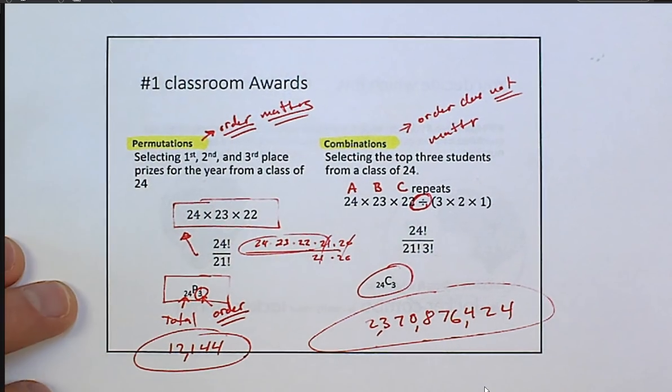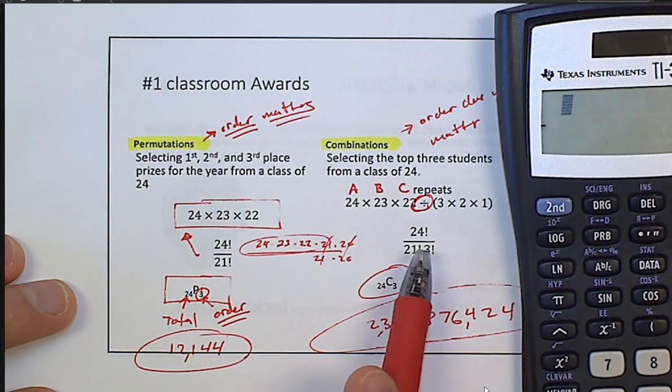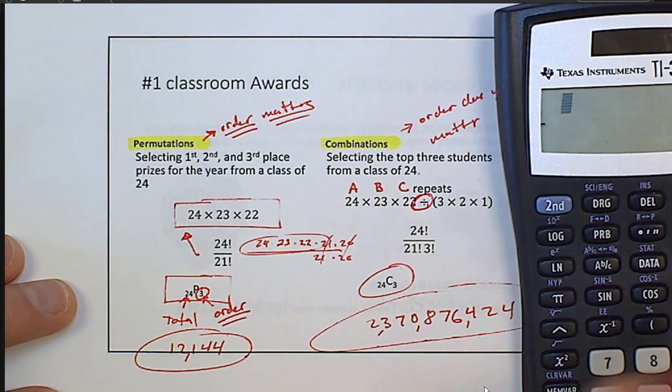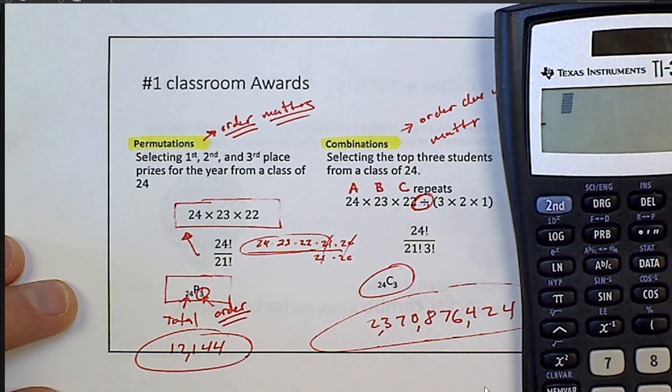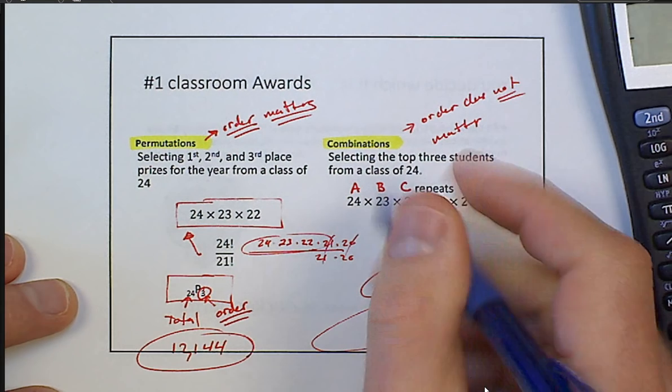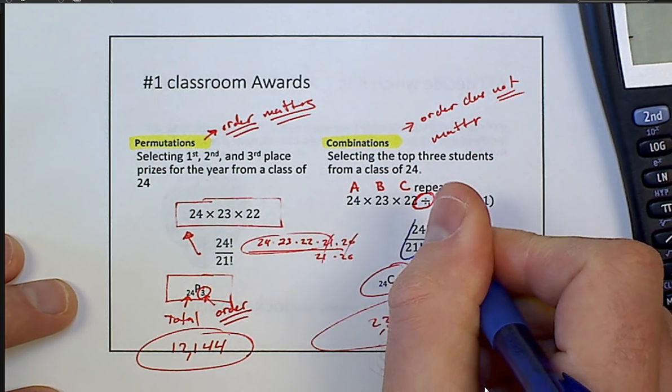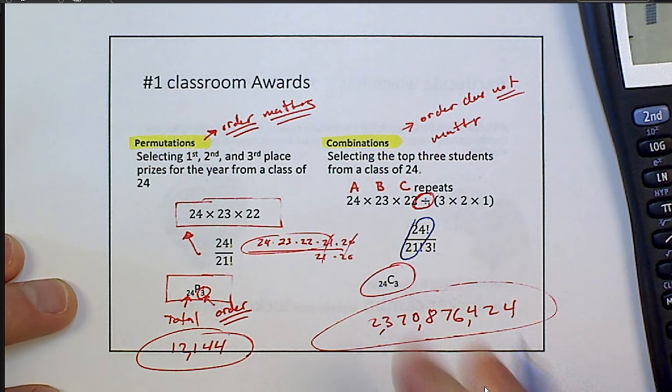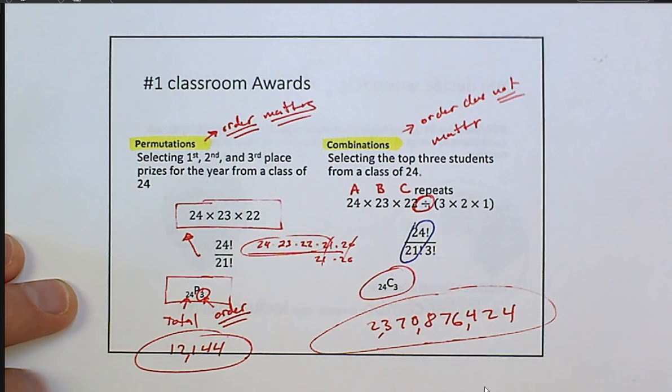Okay? We could also calculate it this way as well. And I would always, if you're going to calculate it this way instead of using the calculator, you would want to go 24 factorial divided by 21 factorial and then divide that by 3 to get rid of those repeats. Okay? All right, let's do some more examples here.